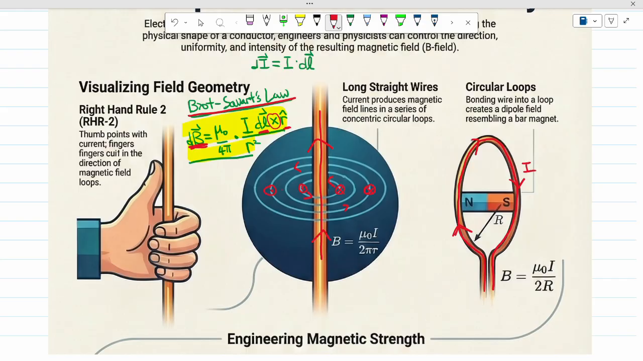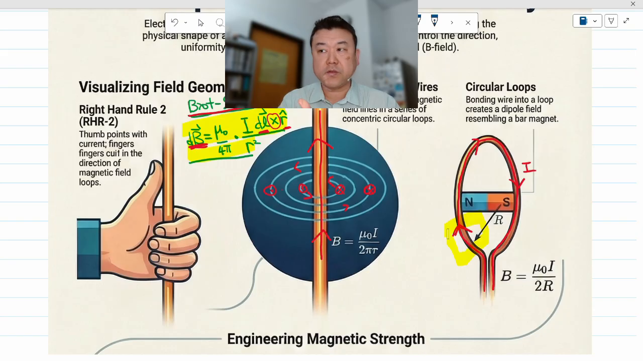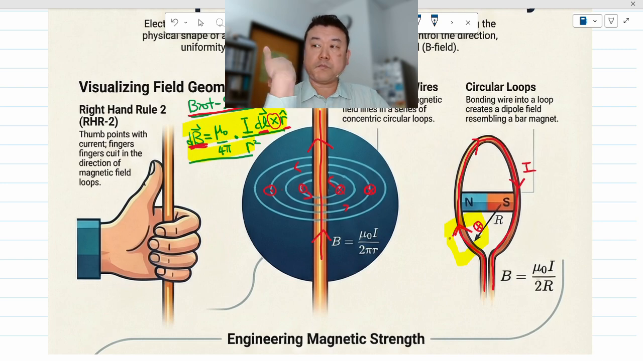Then you can actually imagine applying right-hand rule number 2 to this circular loop, a little segment at a time, like this little section at a time. Then you have your thumb going in that direction, and your fingers are curling like this. So inside the loop, you can see the magnetic field is pointing in, and outside the loop, the magnetic field is coming out of the screen.